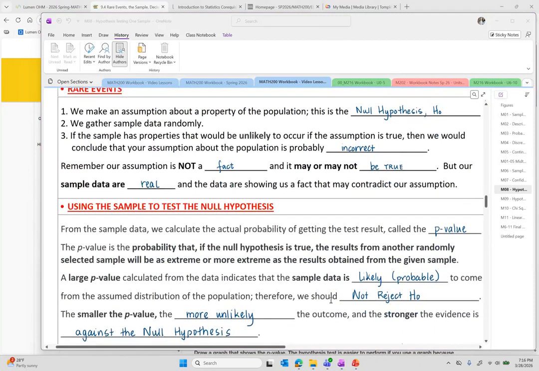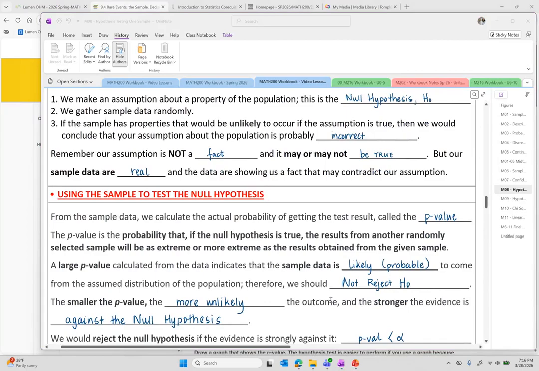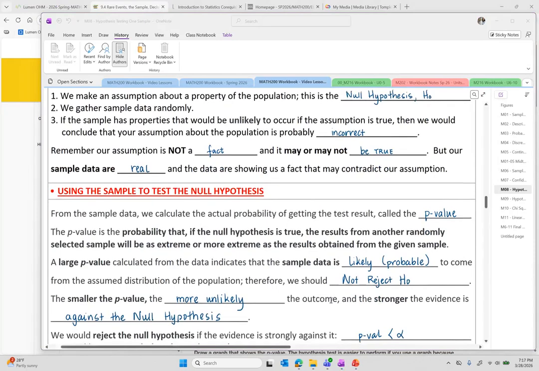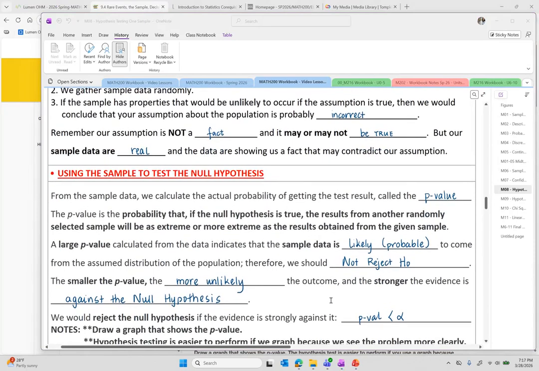Going back to our hypothesis, the p-value is the probability that, if the null hypothesis is true, the results from another randomly selected sample will be as extreme or more extreme than the results obtained from our given sample. If we have a large probability, so if we did get enough red cards and enough black cards to have an outcome that seems possible to occur, then the sample data is likely to come from the assumed distribution of the population, and we cannot reject the null hypothesis.